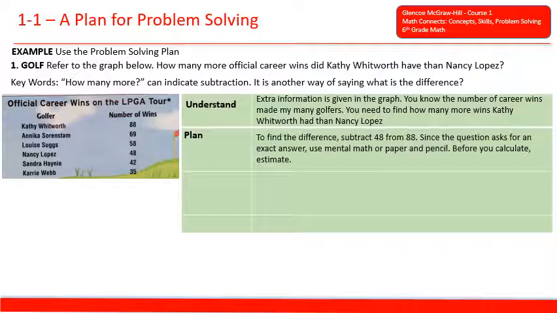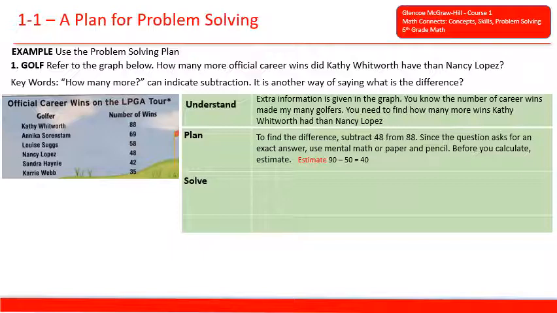So we need to make a plan, and that's to find the difference. We're going to subtract 48 from 88. Since the question asks for an exact answer, use mental math or paper and pencil. Before you calculate, estimate. So we can estimate very quickly. 90 minus 50 equals 40, because we'll round 88 to 90 and 48 to 50.